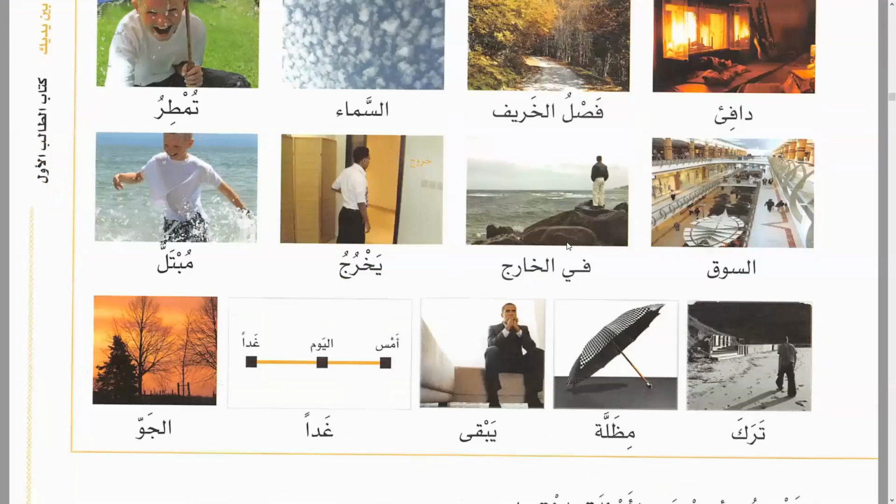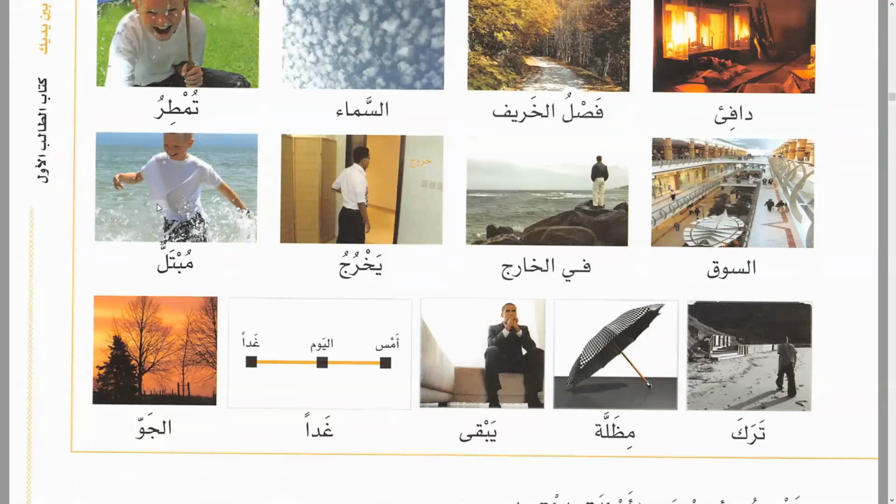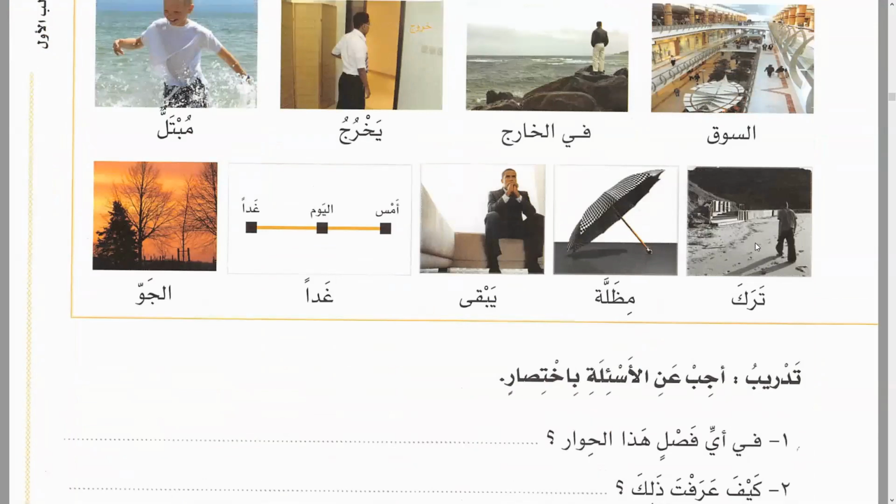As-suq is the market. Fil kharij, outside. Yakhruju, he goes out. Khuruj, this is also fail mudare. Yakhruju. Mubtal, wet. Mubtallun, wet. Taraka, he left. Right? Now, he left something. He could leave. This is different from kharaja. Kharaja is to go out. And taraka is to leave something, right? I hope you understand. Taraka is to leave something.